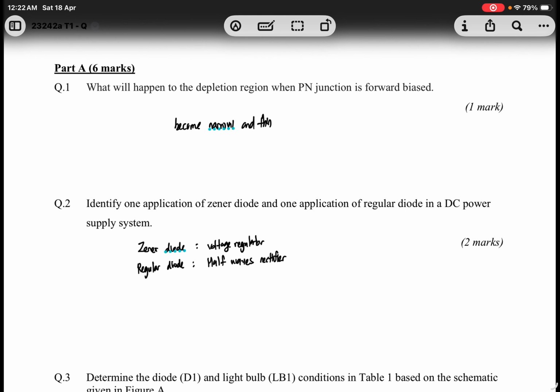My task is the 2324A past year question, part A, question 1. What will happen to the depletion region when the p-n junction is forward biased? It will become narrow and thin.